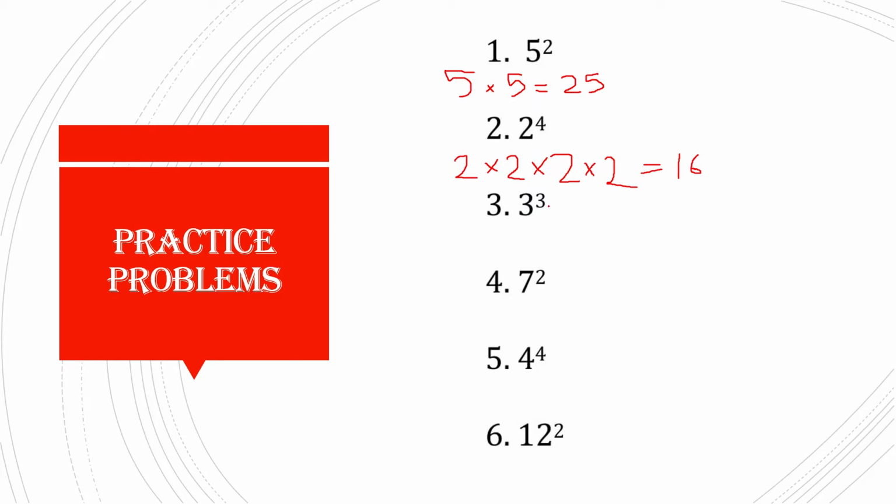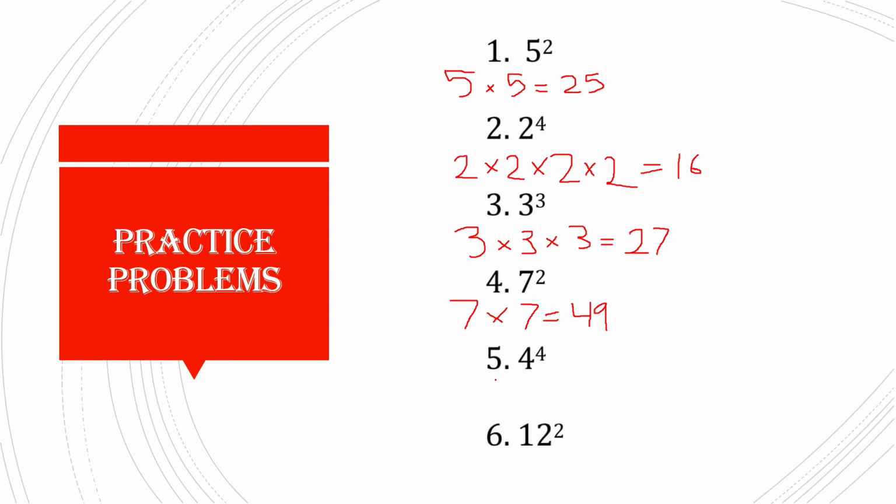Next is 3 to the power of 3, so 3 times 3 times 3. So when you do this, 3 times 3 is 9, 9 times 3 is 27, so 3 to the power of 3 equals 27. Next we have 7 to the power of 2, so it would just be 7 times 7, and we would get 49. So 7 to the power of 2 equals 49.